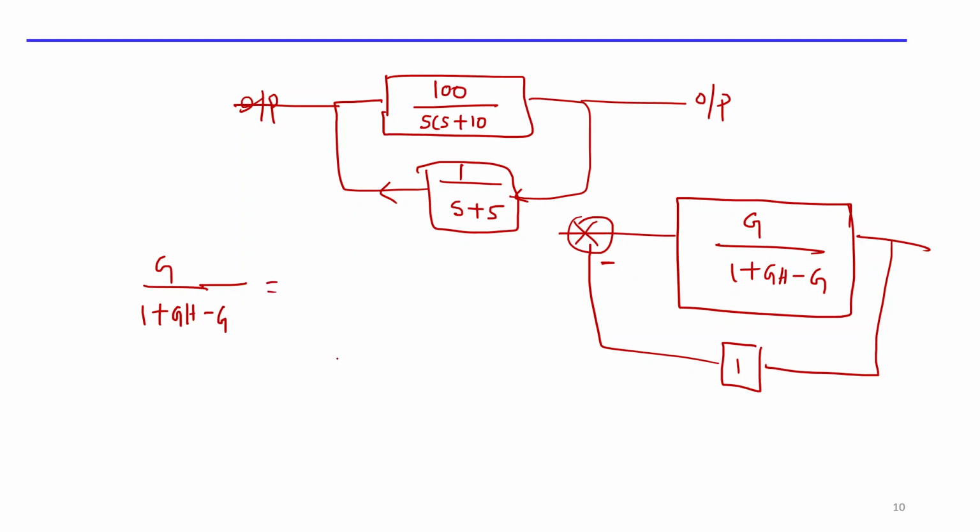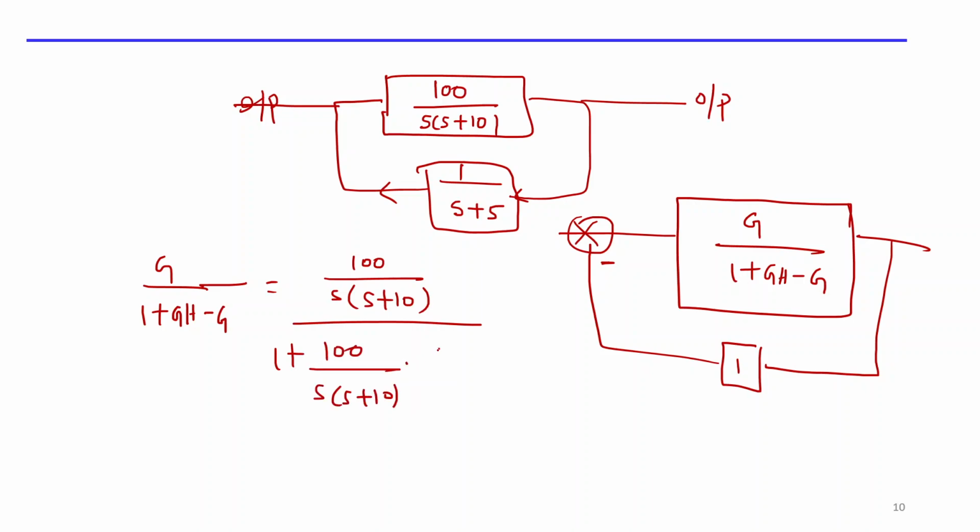It means, sir, 100 divided by s into s plus 10, divided by 1 plus GH, which is 100 divided by s into s plus 10 times 1 divided by s plus 5, minus G, again 100 divided by s into s plus 10. After finding this value, you need this open loop transfer function. And just tell me what is the answer.